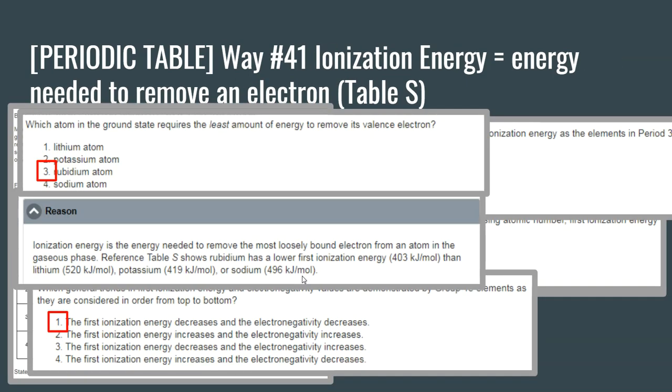Okay, so when it comes to ionization energy, remember you have Table S to rely on. Alternatively, know that elements in the top right corner of the periodic table are going to have the highest ionization energies, and elements in the bottom left-hand corner are going to have the lowest. So ionization energy decreases as we go down a group and increases as we go across a period.